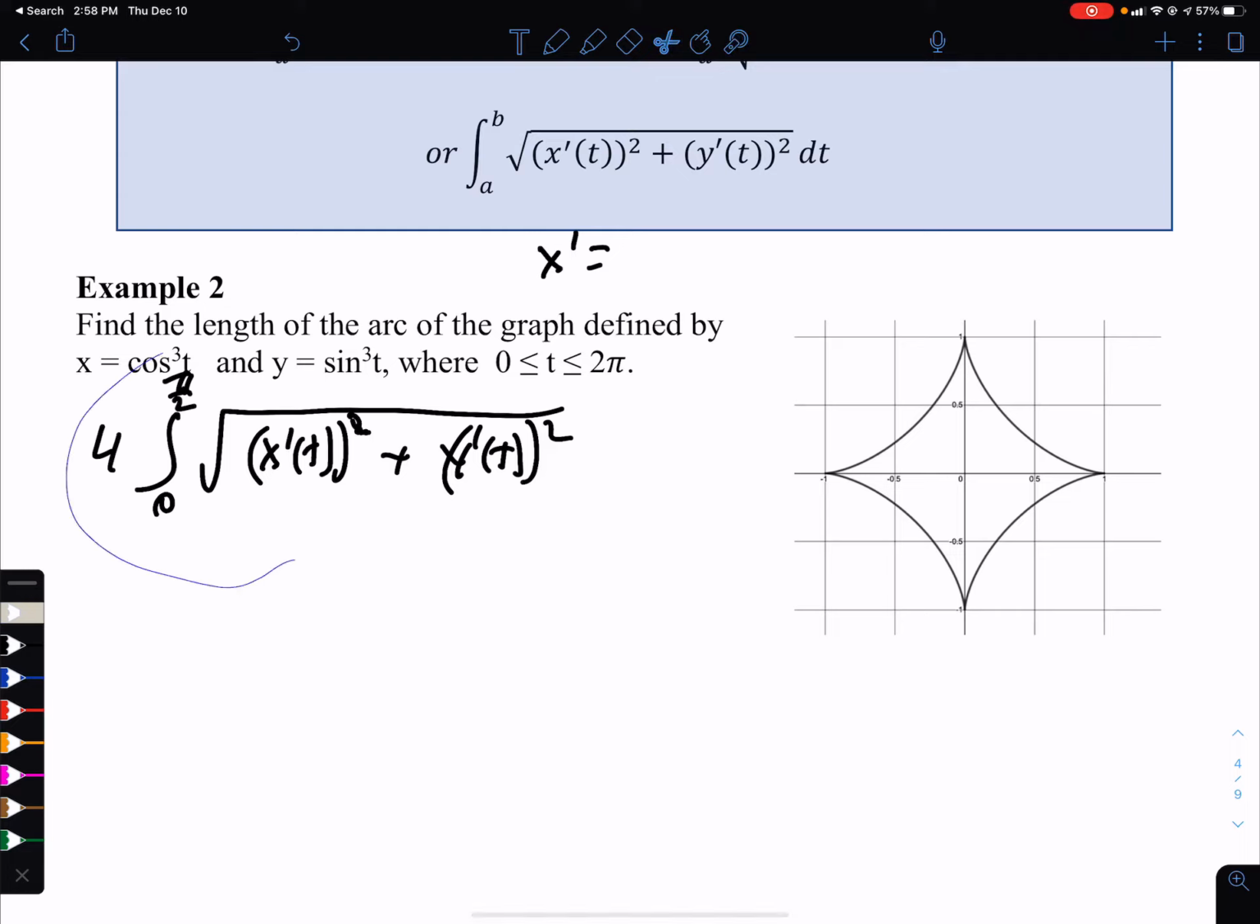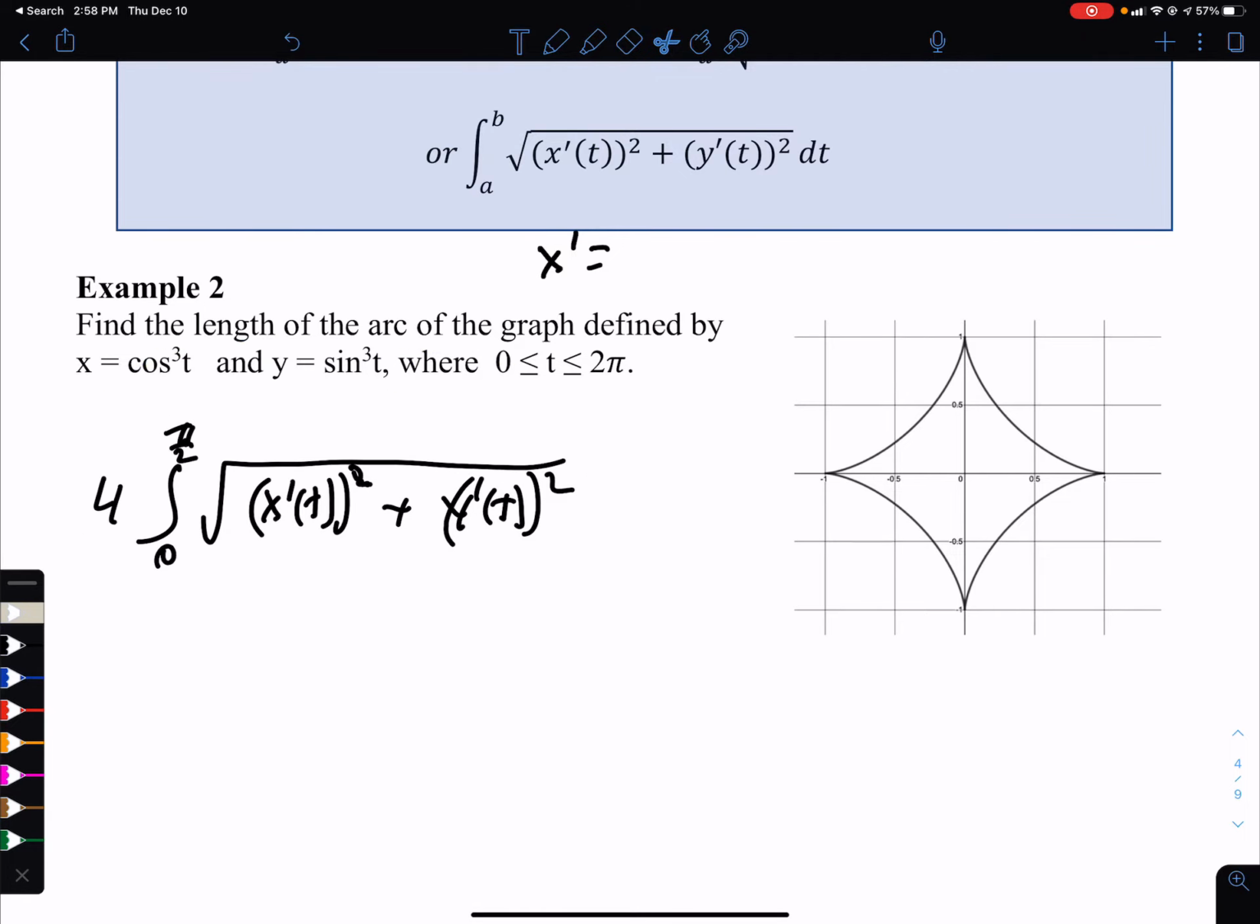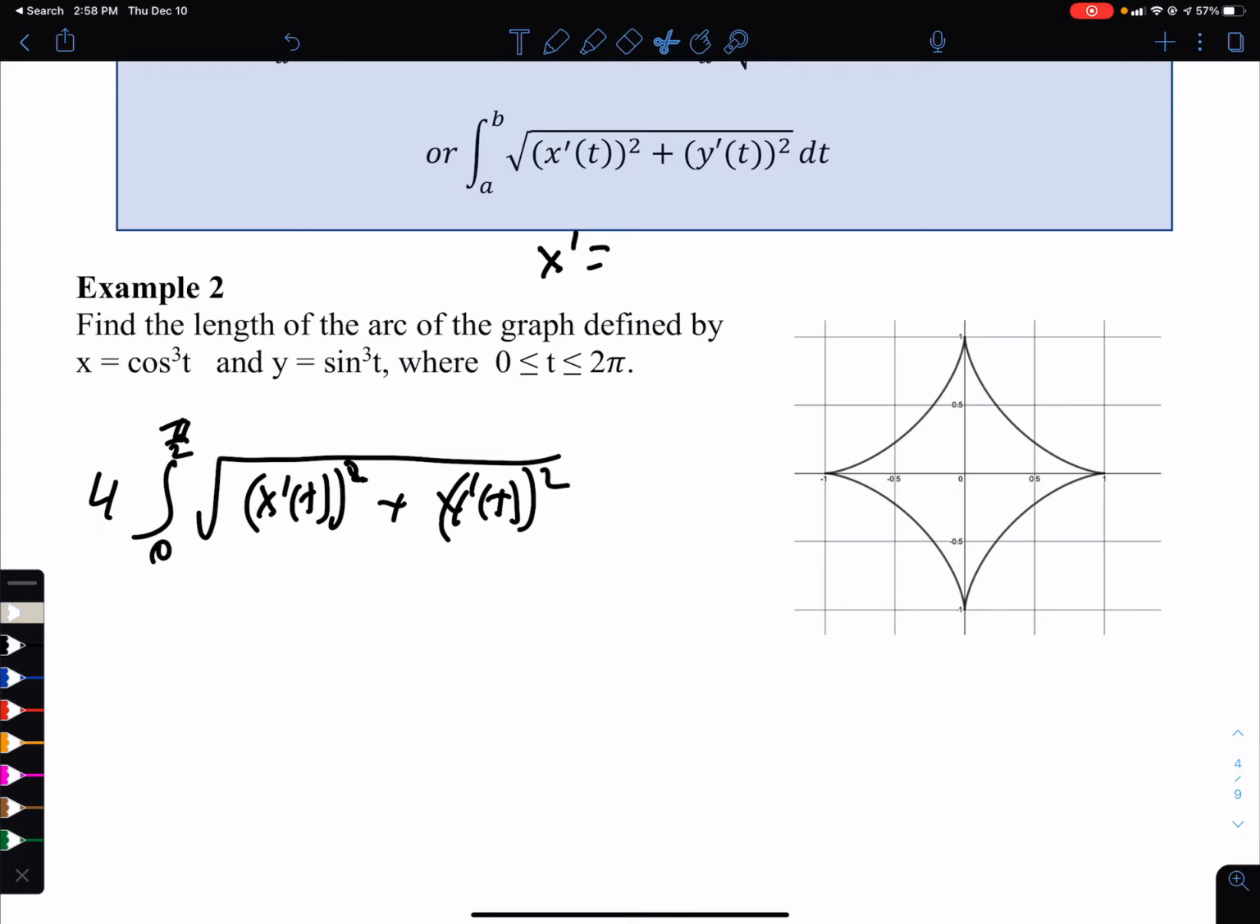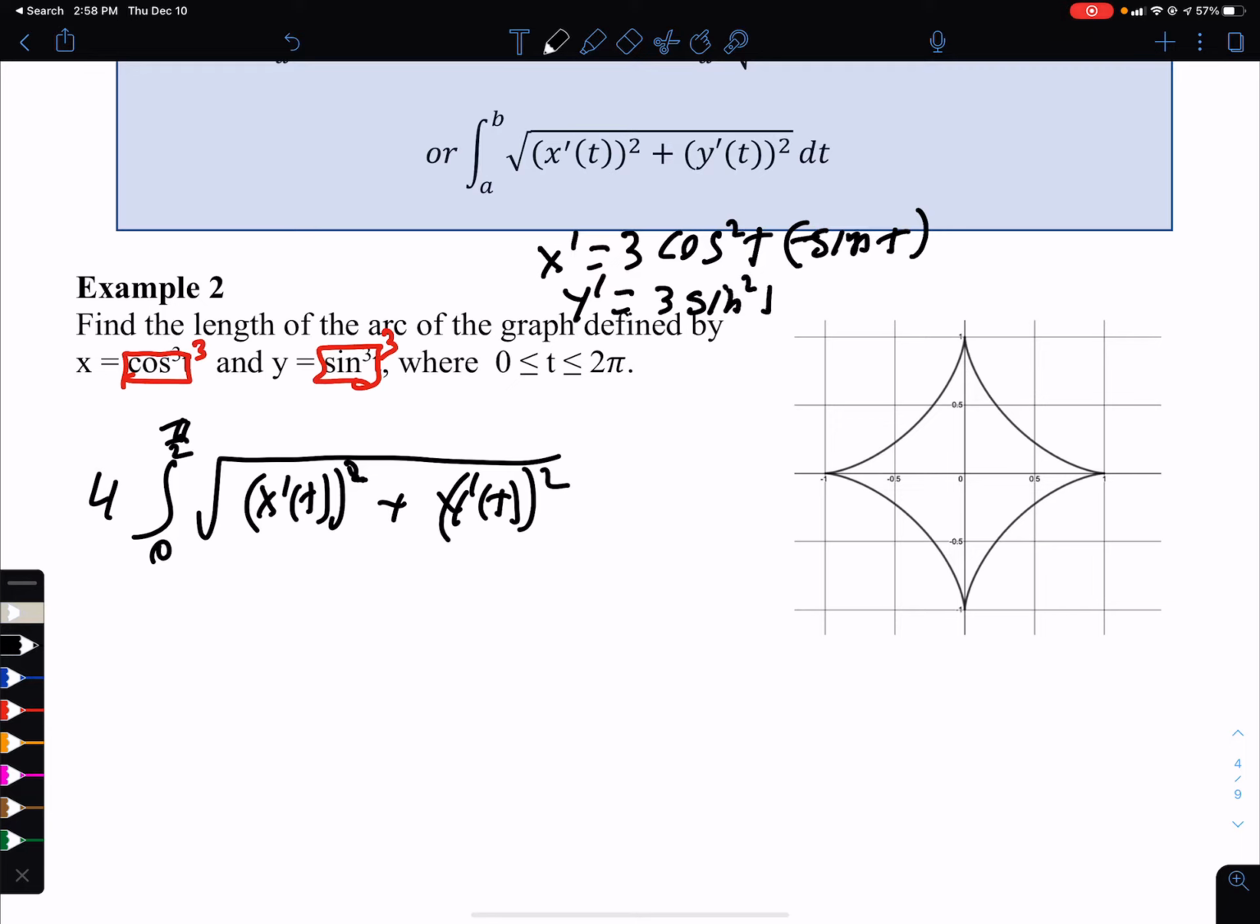I need to move this lower. I just shoved it too close. So this is box cubed. The derivative of box cubed is 3 box squared times the derivative of the box, but the derivative of cosine is minus sine. And then y prime, same thing. We have box cubed. So the derivative is 3 box squared times the derivative of the box, but the derivative of sine is cosine t. And we're going to plug that in to this formula.